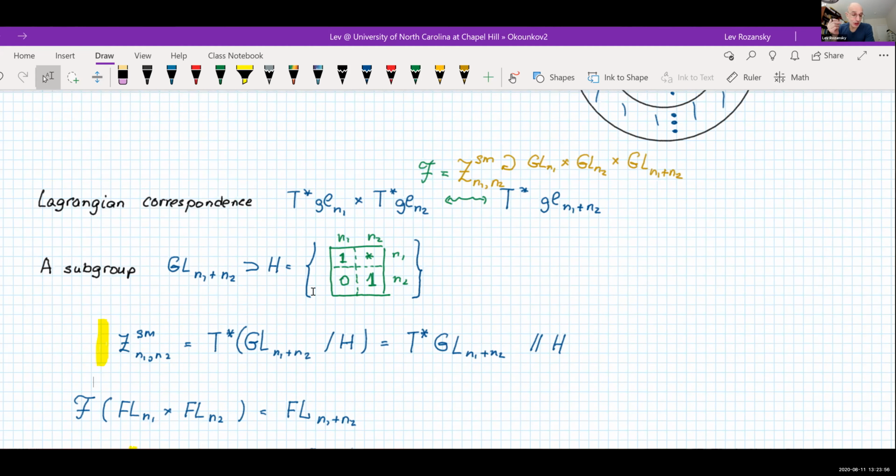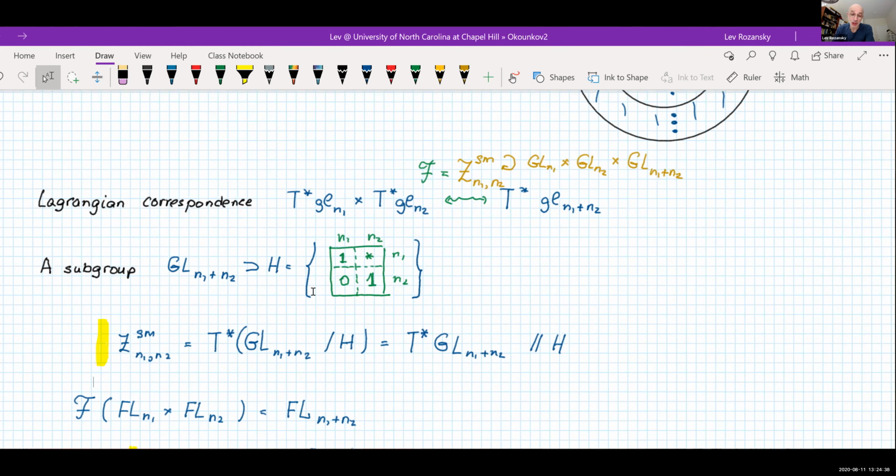So we take GL_{N1+N2} and take the quotient by the subgroup of the matrices that I indicated here in green. So they're identity in N1 by N1 and N2 by N2, anything in the upper right corner, and 0 in the lower left corner. And the corresponding quotient has a name which Alexei mentioned last time. I don't remember, sorry, did he say Steel variety? Steel manifold? There was a simple name, I'm sorry. So take the cotangent bundle to it.